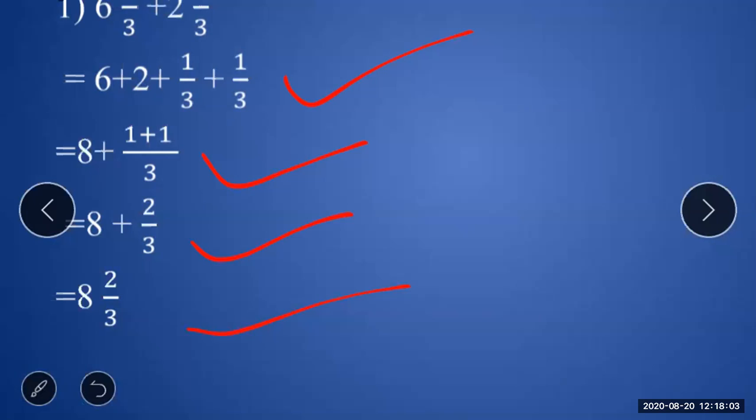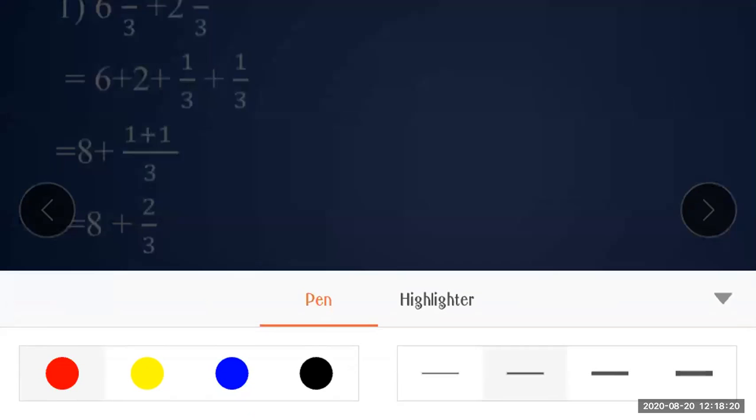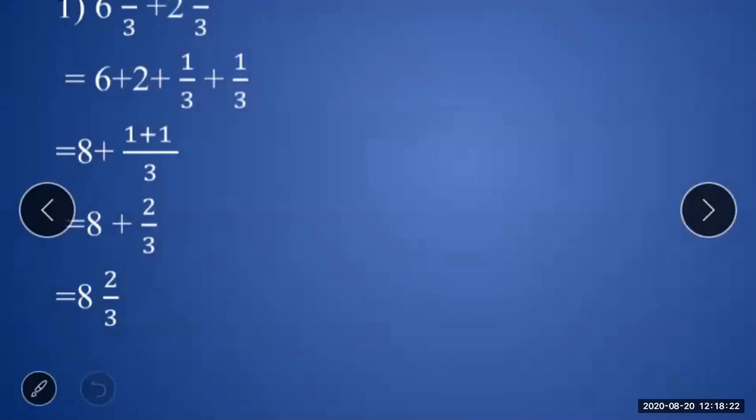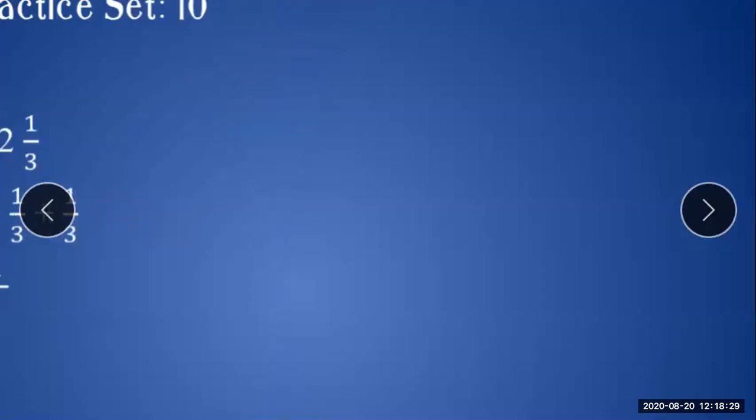And the last step is what? You have to remove that addition sign and write the final answer. I hope you have understood the first sum. Now we will move to the second sum. Now I will solve the second sum so you can understand it in a better way.